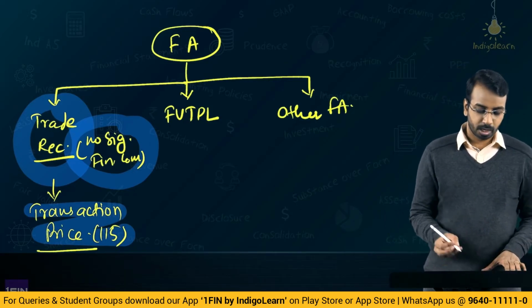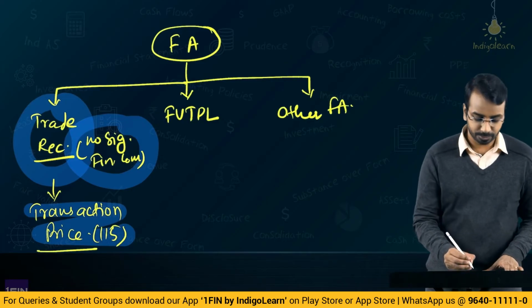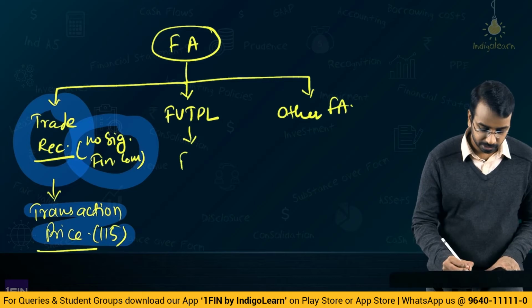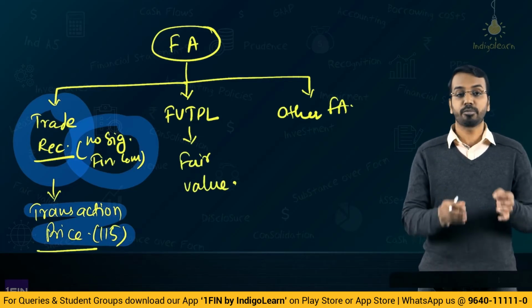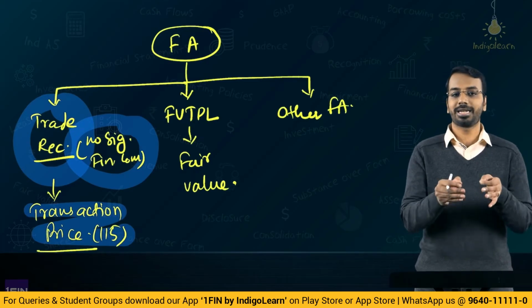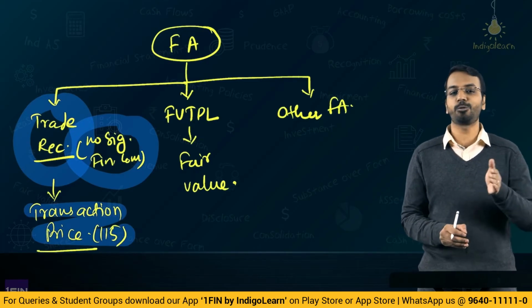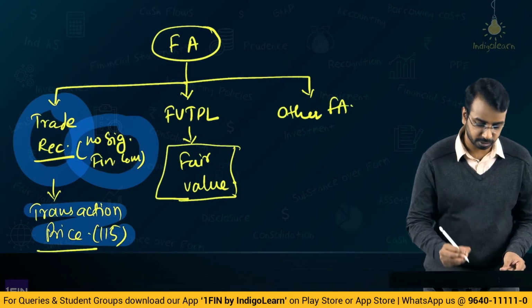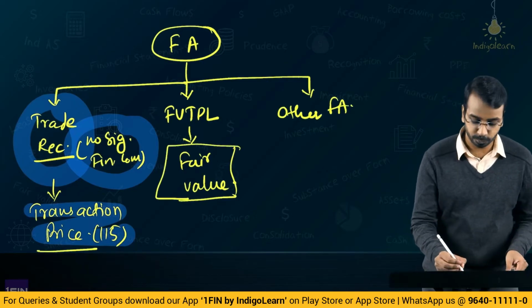Then, for those financial assets which you recognize at fair value through P&L, this will be at fair value. If you are measuring a financial asset and you are designating them as fair value through P&L, you will measure it at fair value. But sir, you told for other cases also we will do fair value. Yes, we will do fair value.